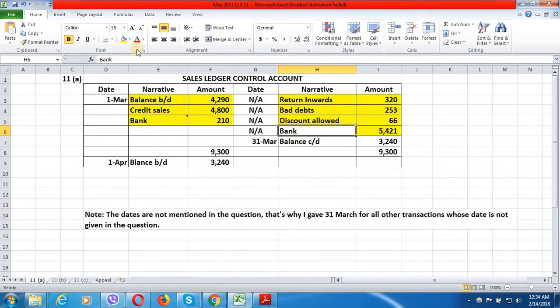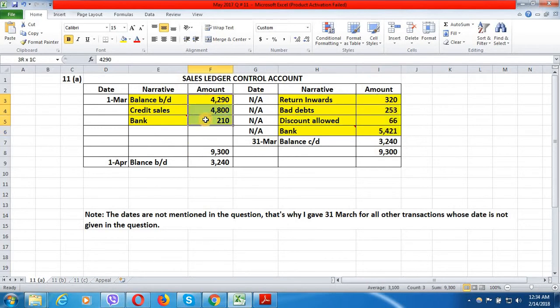Receipts from debtors. So now we need to balance it. 4290, 4800, 210. If you add these three, you will get 9300. If you add these four, you will get 6060.